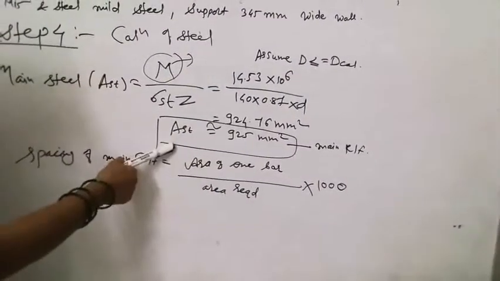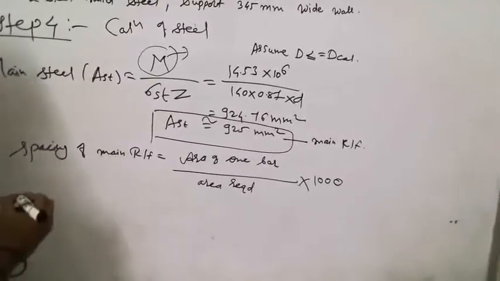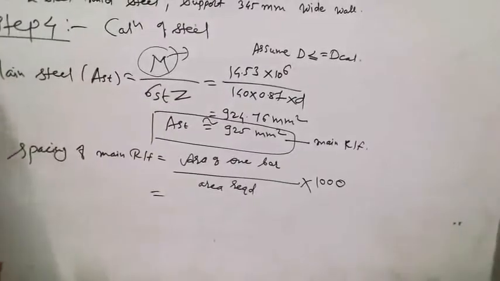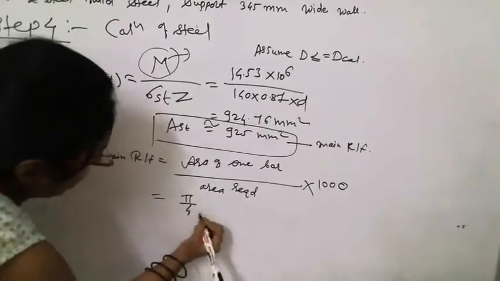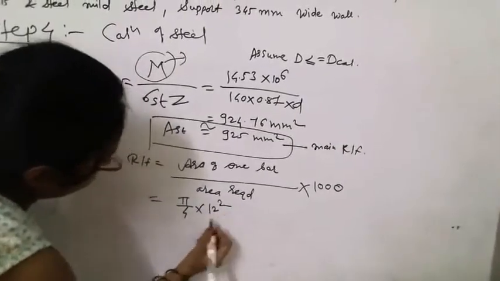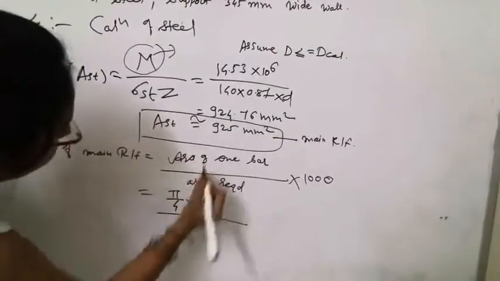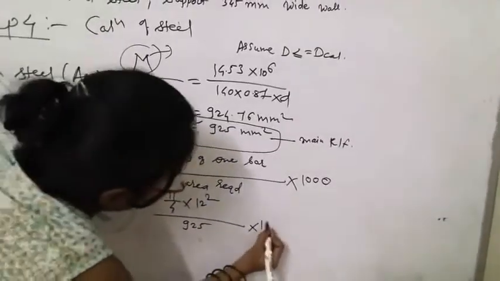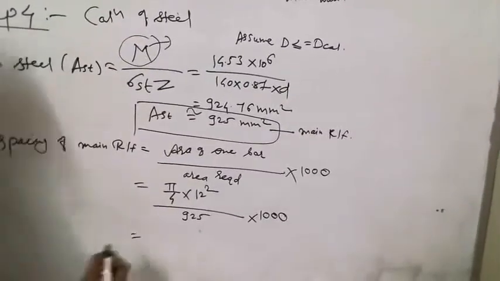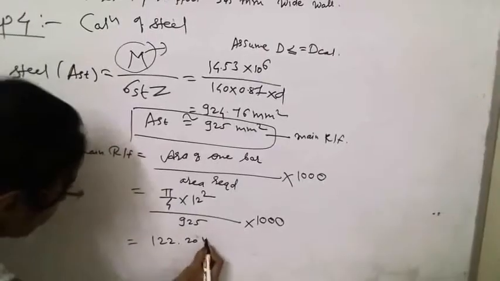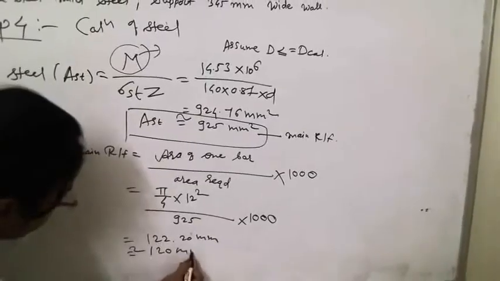Let's decide the spacing and diameter of bar. Area of one bar: we are going to take the diameter of bar as 12 mm. Therefore, area of one bar is pi by 4 into 12 square. Area required is 925 into 1000. Therefore, spacing is 122.20 mm. That means round up to 120 mm.